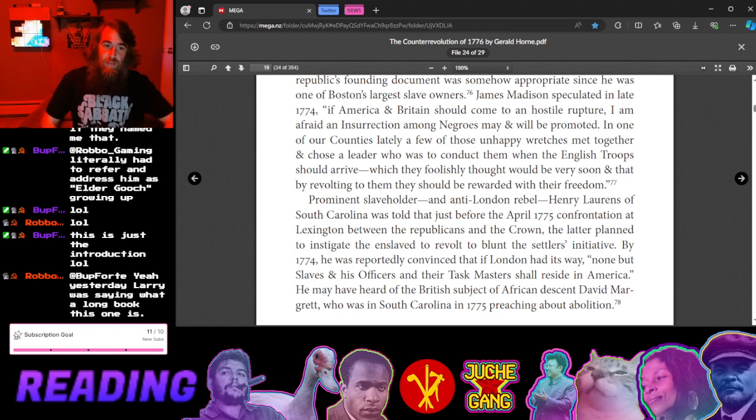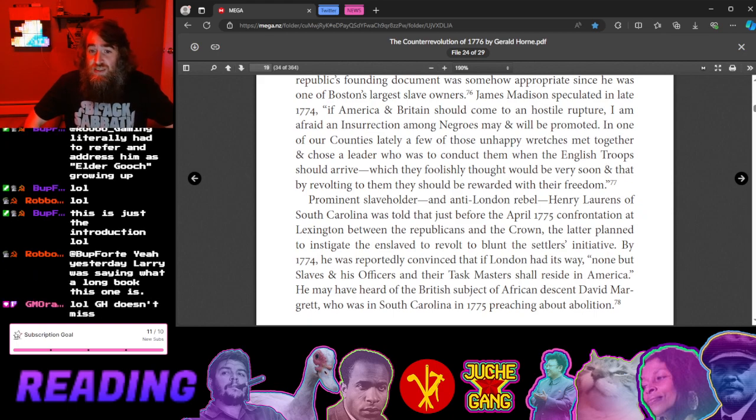James Madison speculated in late 1774, quote, "If America and Britain should come into any hostile rupture, I am afraid an insurrection among Negroes may and will be promoted. In one of our counties lately, a few of those unhappy wretches met together and chose a leader who was to conduct them when the English troops should arrive, which they foolishly thought would be very soon, and that by revolting to them, they should be rewarded with their freedom," unquote.